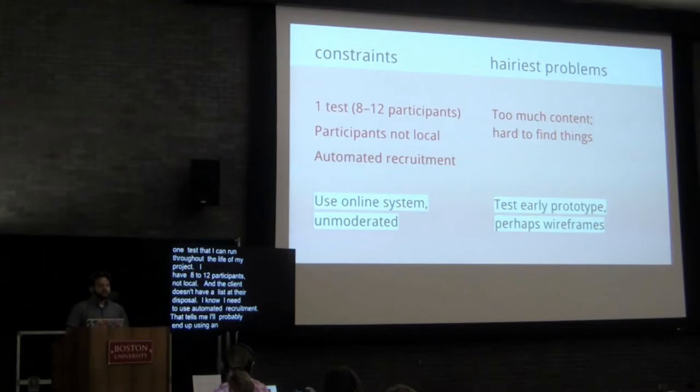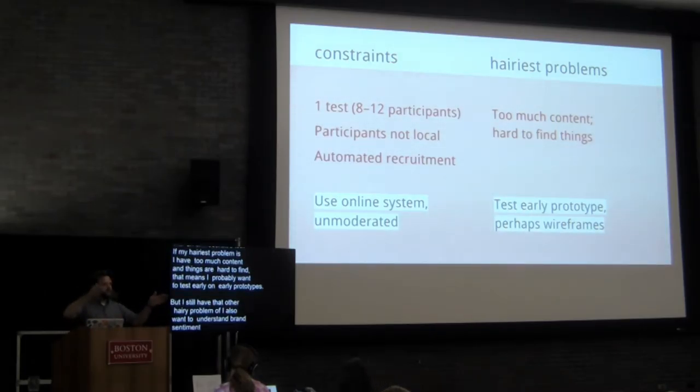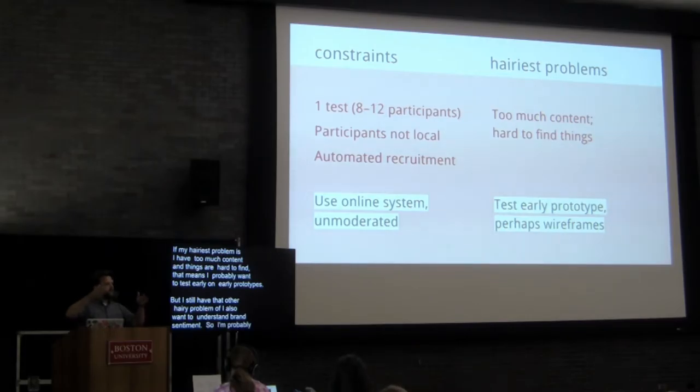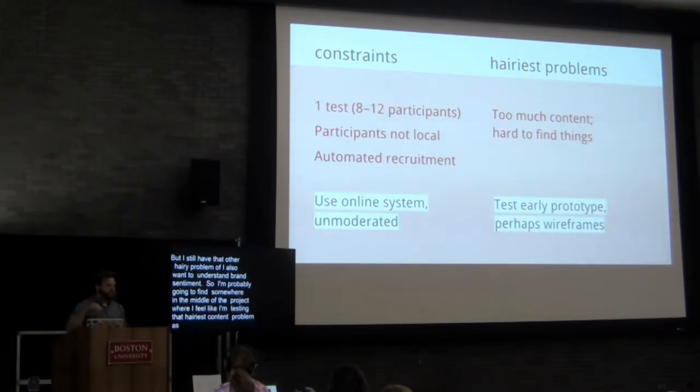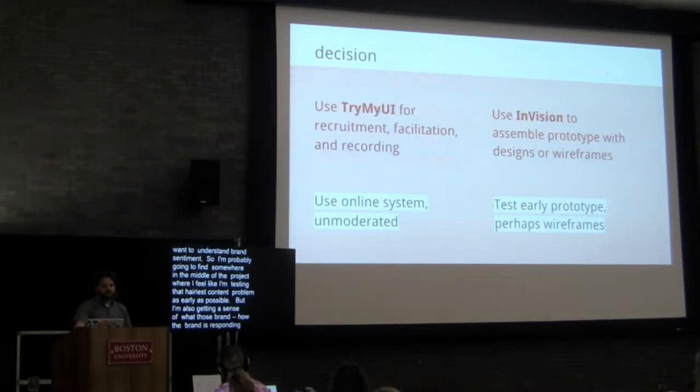If my hairiest problem is I have too much content and things are hard to find, that tells me I probably want to test early on early prototypes. But I still have that other hairy problem of I also want to understand brand sentiment. So I'm probably going to find somewhere in the middle of the project where I feel like I'm testing that hairiest content problem as early as possible, but I'm also getting a sense of how the brand is responding to my specific audience group.